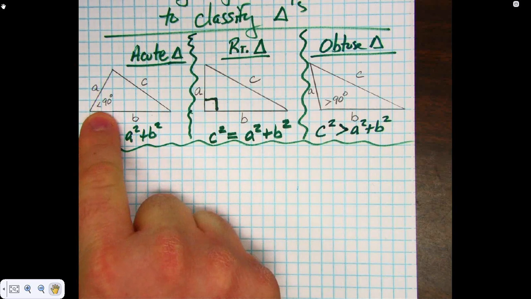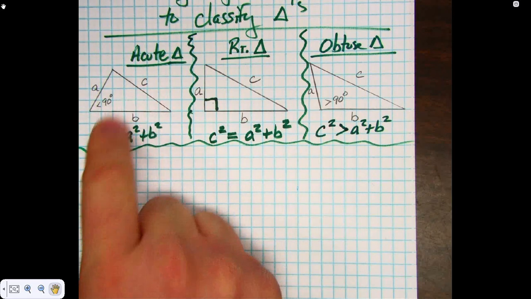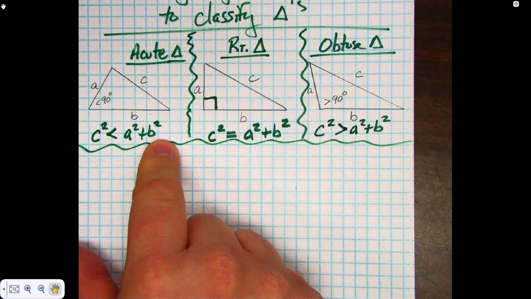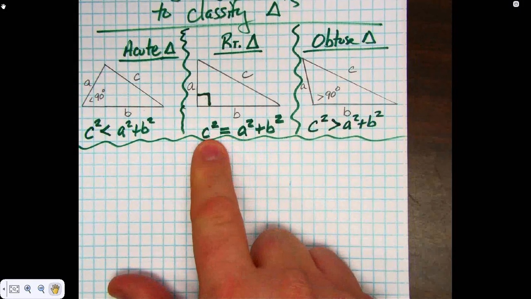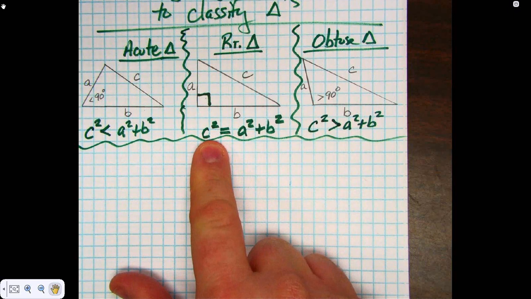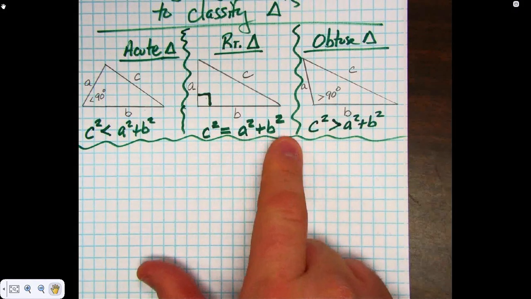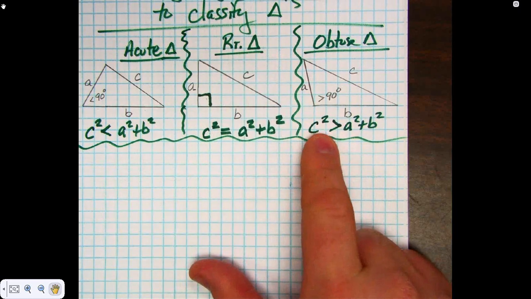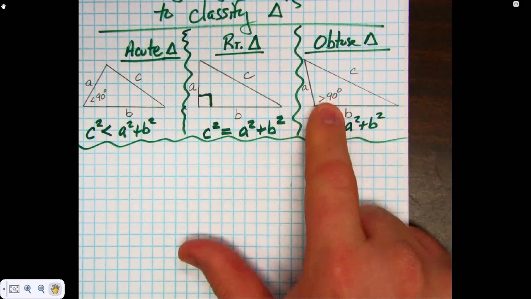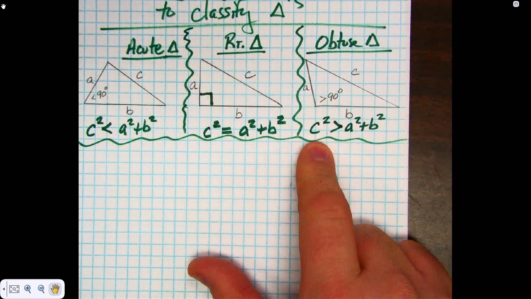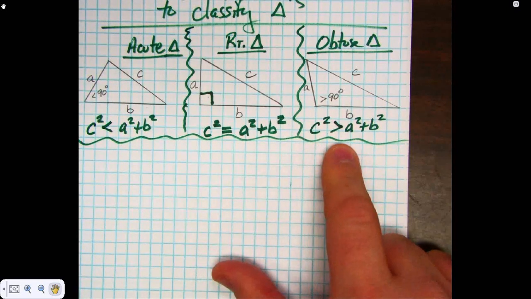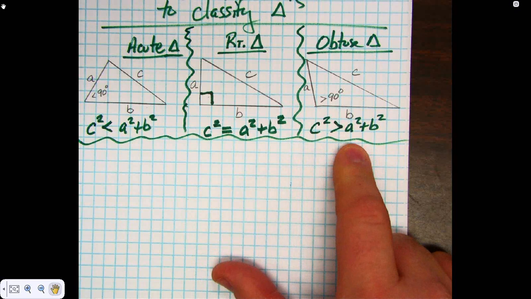Think about it. If this angle's less than 90, C gets smaller, so C squared is what? Less than a squared plus b squared, right? When things work out just right, when C squared is equal to a squared plus b squared, you know you have a what? And as that angle gets even bigger and becomes greater than 90, which of course is an obtuse triangle, it makes C bigger, so C squared's got to be what? Bigger than a squared plus what?